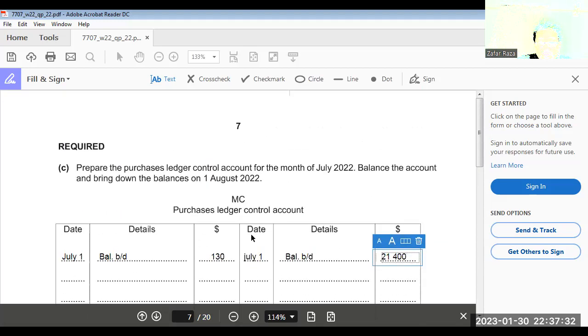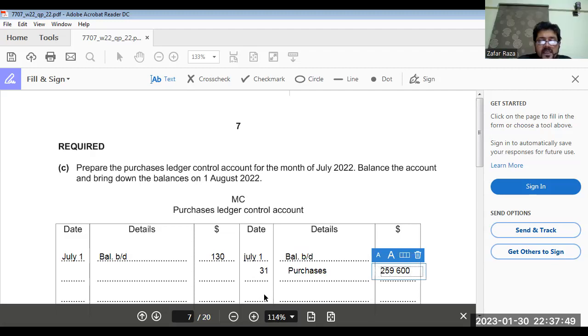Now purchases. So here we'll write 31. Purchases going to report here 259,600. Again 31, we have interest charged by the suppliers, that is 150.